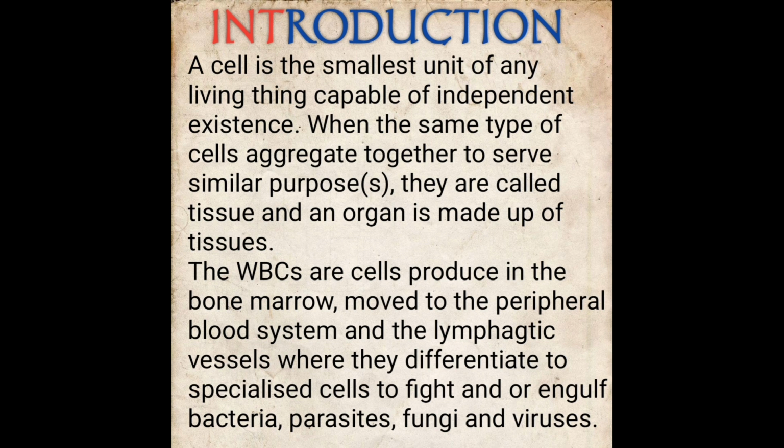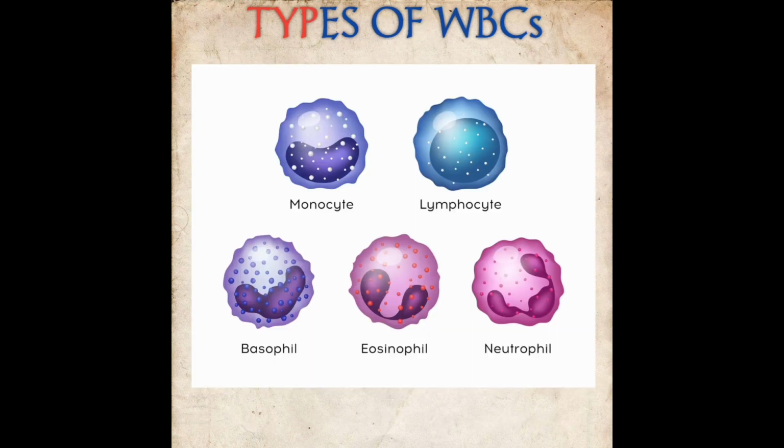When the same type of cell aggregate together to serve the same purpose, they are called tissues. And an organ is made up of many different tissues. The WBCs are cells. They are immune cells produced in the bone marrow, move to the peripheral blood systems and the lymphatic vessels, where they differentiate to specialized cells to fight or engulf bacteria, parasites, fungi, and viruses.